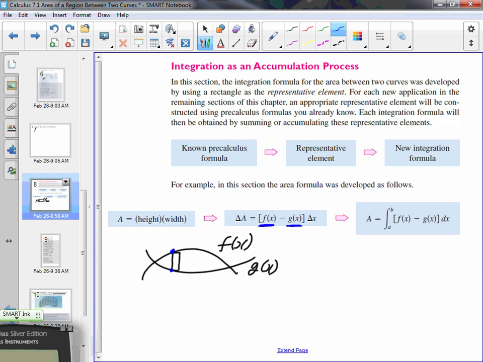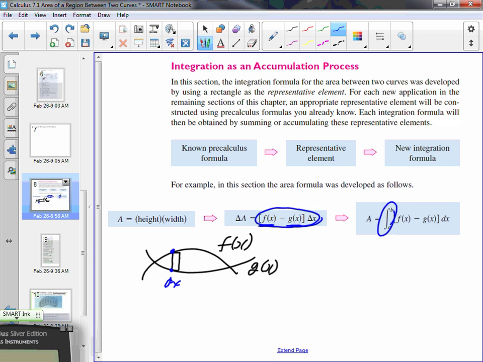Now, we weren't writing delta x yesterday. What were we writing for the width? dx. Okay? So the area of one rectangle is that. We didn't think of it that way yesterday. Think of it that way now. That's the area of one rectangle. Add them all up. That's what the integral sign is telling you to do. Add them all up. Okay?